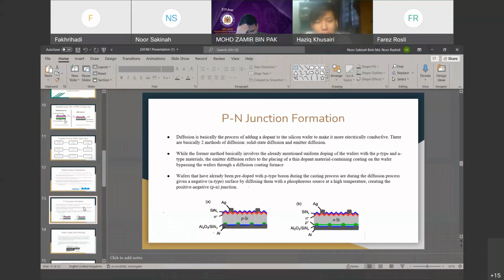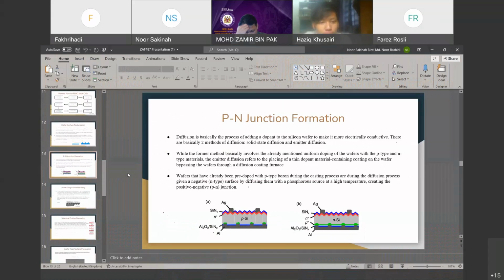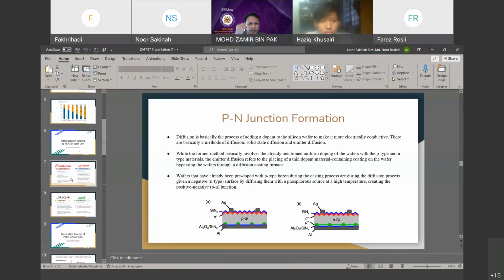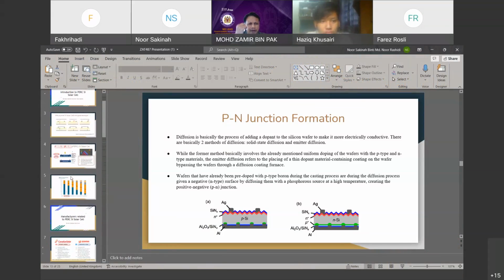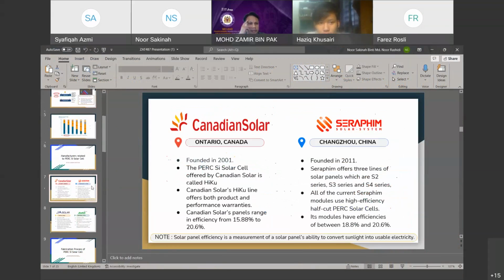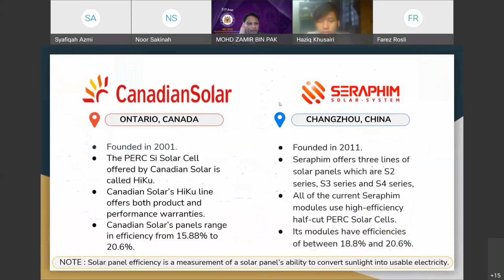My next one is, anyone else with questions? You can just post or unmute yourself. I think the earlier part where I couldn't remember Shafika or Sakina presented about the half cut. Was it you, Shafika? Okay. Can you go to that slide? Half cut.